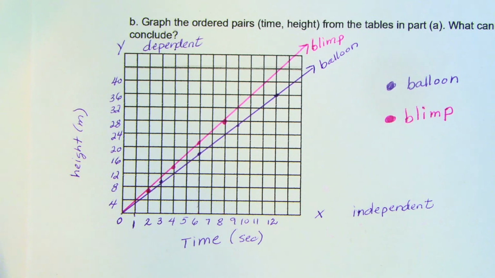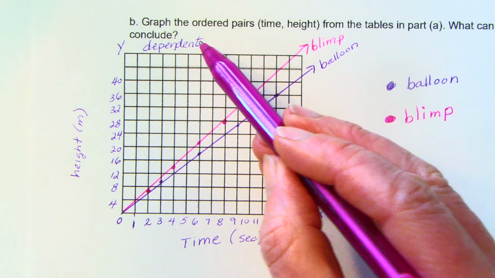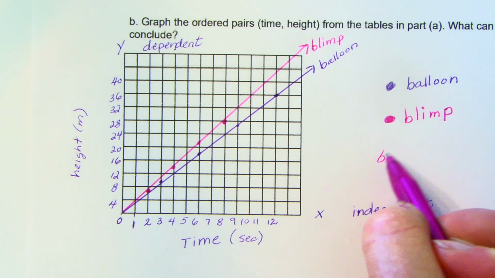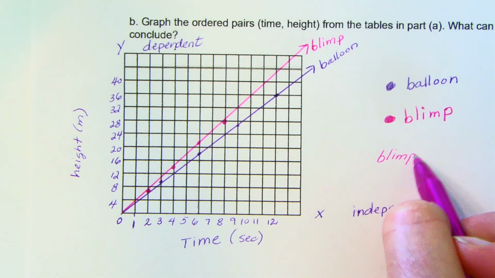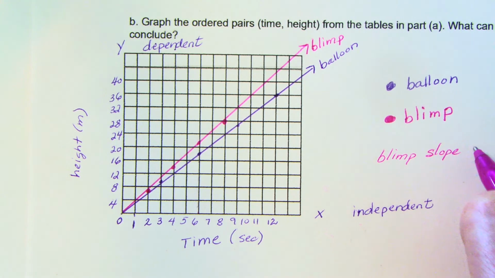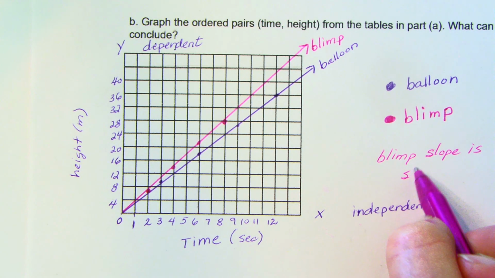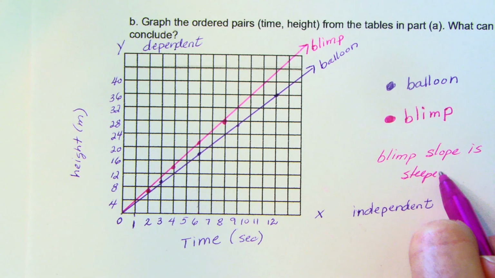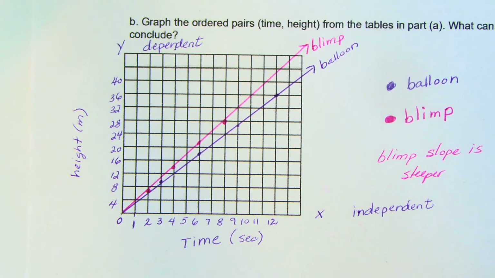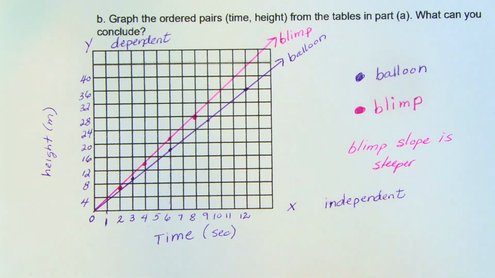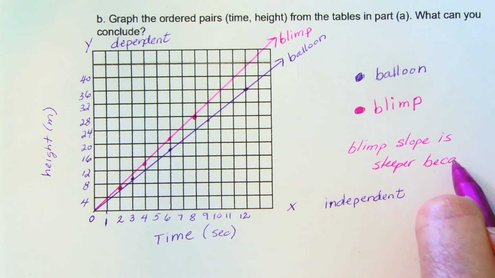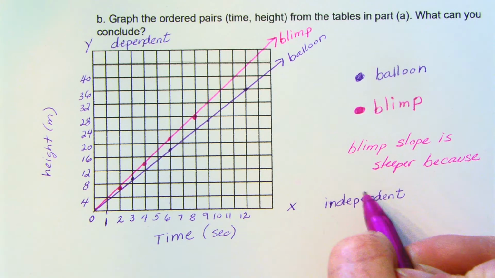Right? So when it asks you, what can you conclude? We can conclude that the blimp, let's see, the blimp slope is steeper. Does that make sense? This is if you're going up a hill, that's a steeper hill. Okay, so the blimp slope is steeper because it is rising faster.